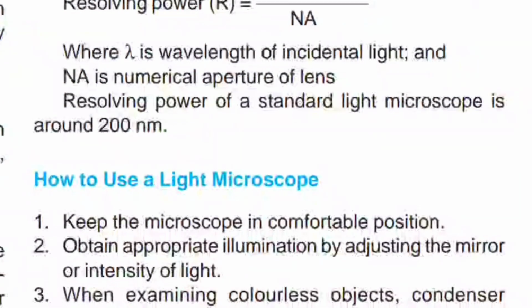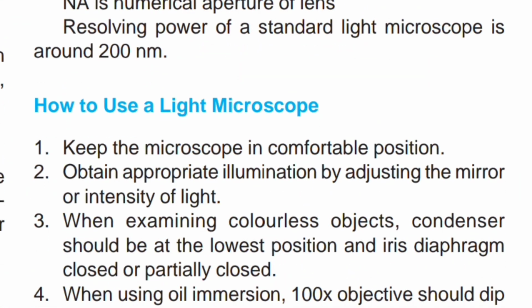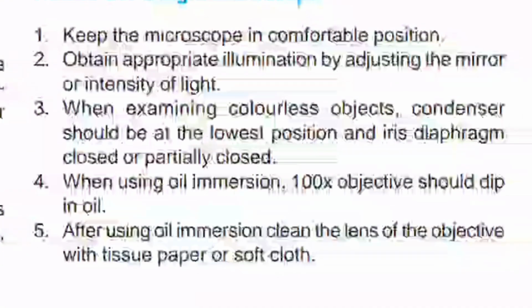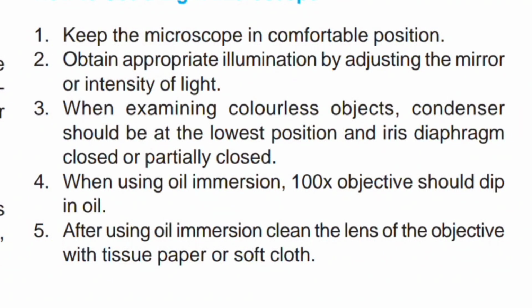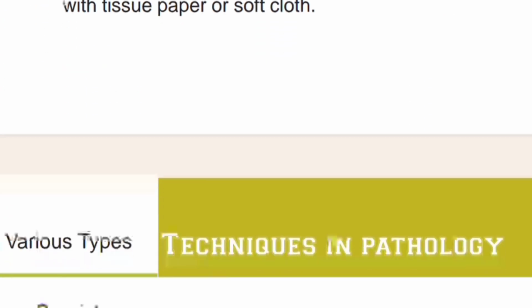How to use a light microscope? First, keep the microscope in comfortable position. Second, obtain appropriate illumination by adjusting the mirror or intensity of light. Third, when examining colorless objects, condenser should be at the lowest position and iris diaphragm closed or partially closed. Fourth, when using oil immersion 100x, objective should dip in oil. Fifth, after using oil immersion, clean the lens of the objective with tissue paper or soft cloth.